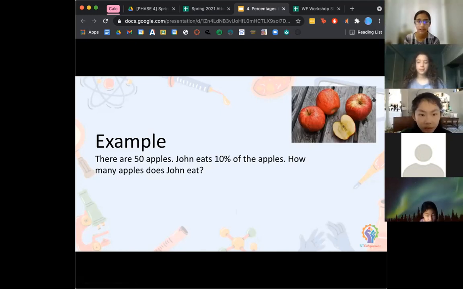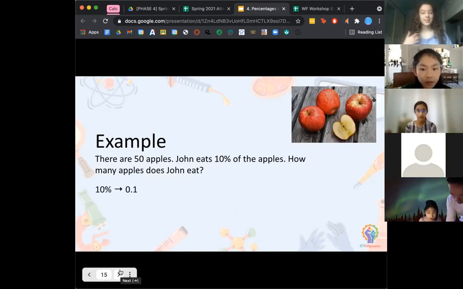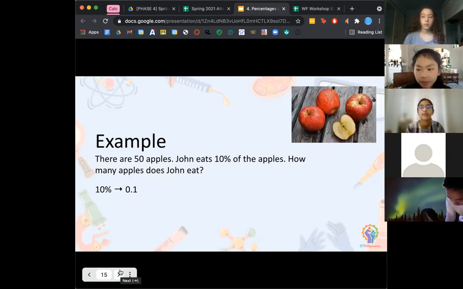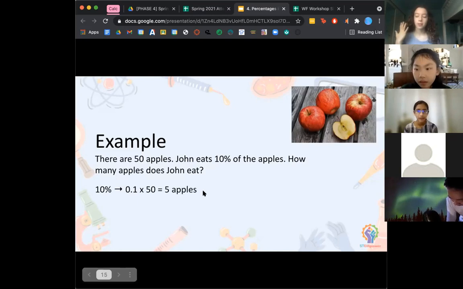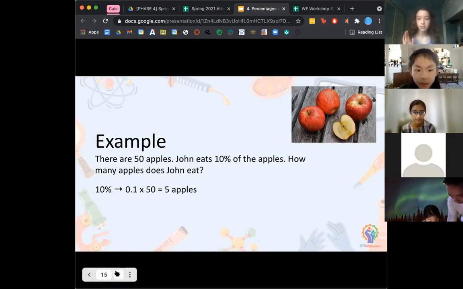Yeah, Shri? Is it 5? So first step is you divide by 100, 10% is 0.1. Then you're going to multiply that by 50 and get 5 apples. Awesome job. Is that what you did, or did you solve it a different way? Yeah, that's what I did. Awesome. Okay, great. It seems like we're getting this. Any questions?